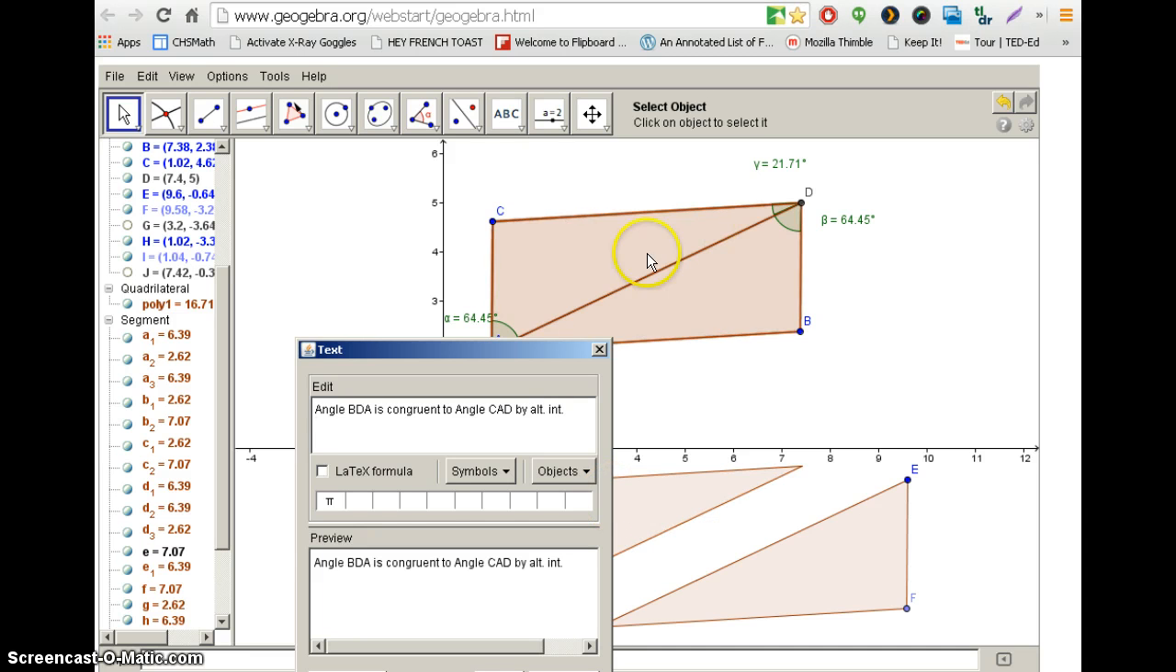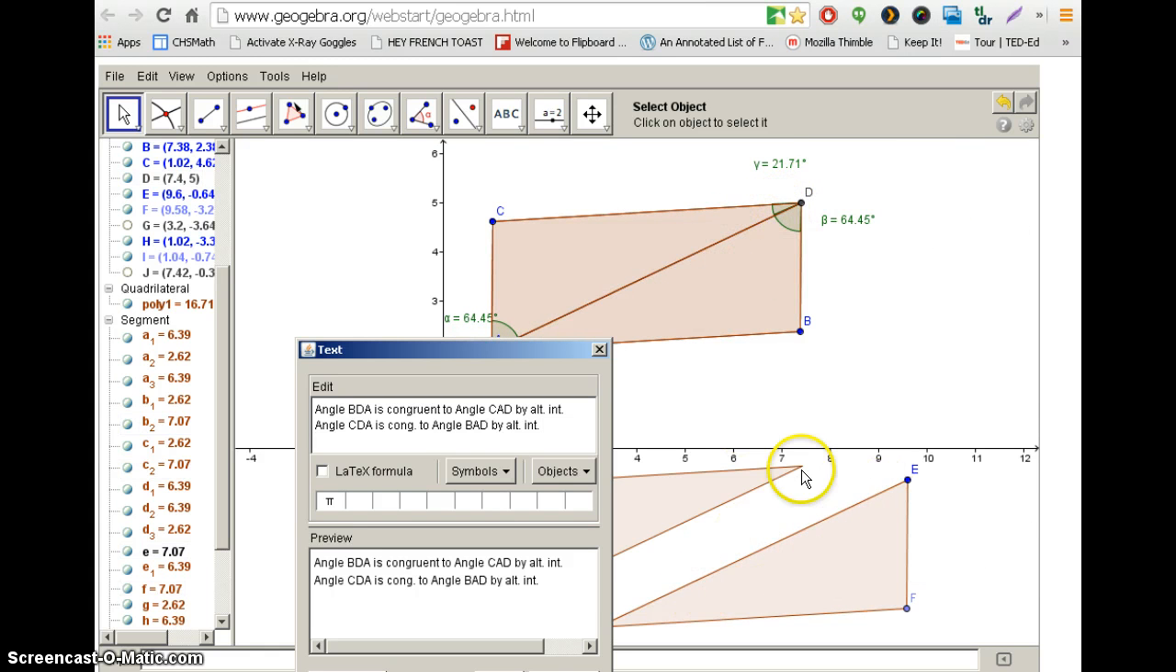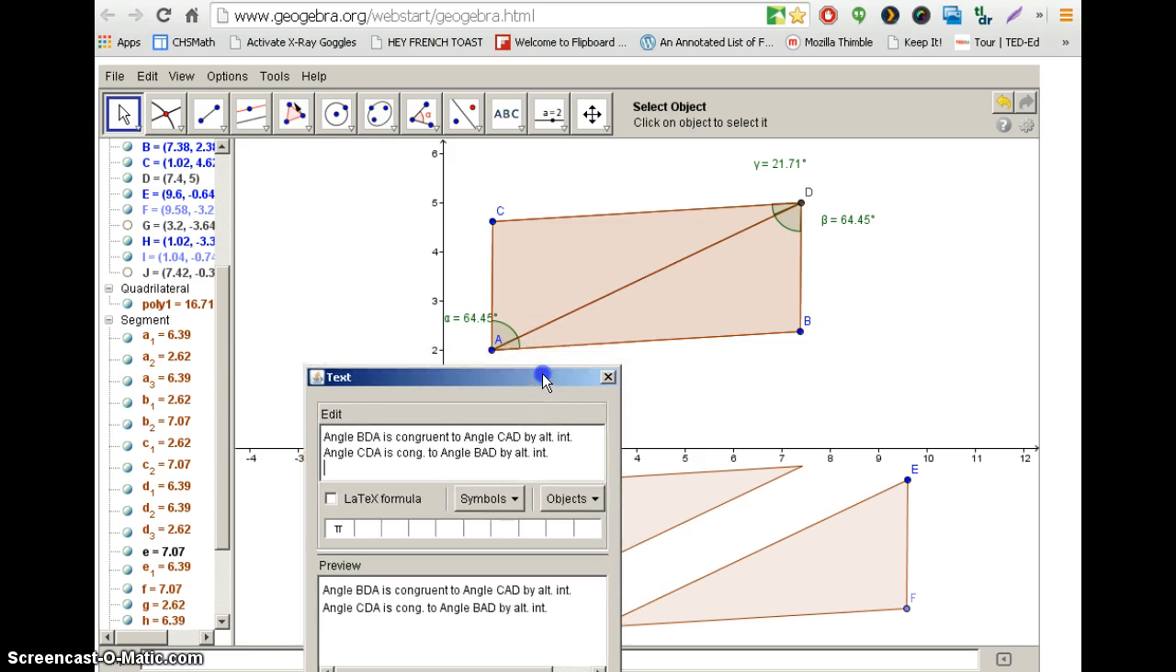And then I can say that angle CDA is congruent to angle BAD by alternate interiors as well, right? So if this angle matches this one and this angle matches that one, the third thing I want to mention is that this side right here matches that side right there, right?